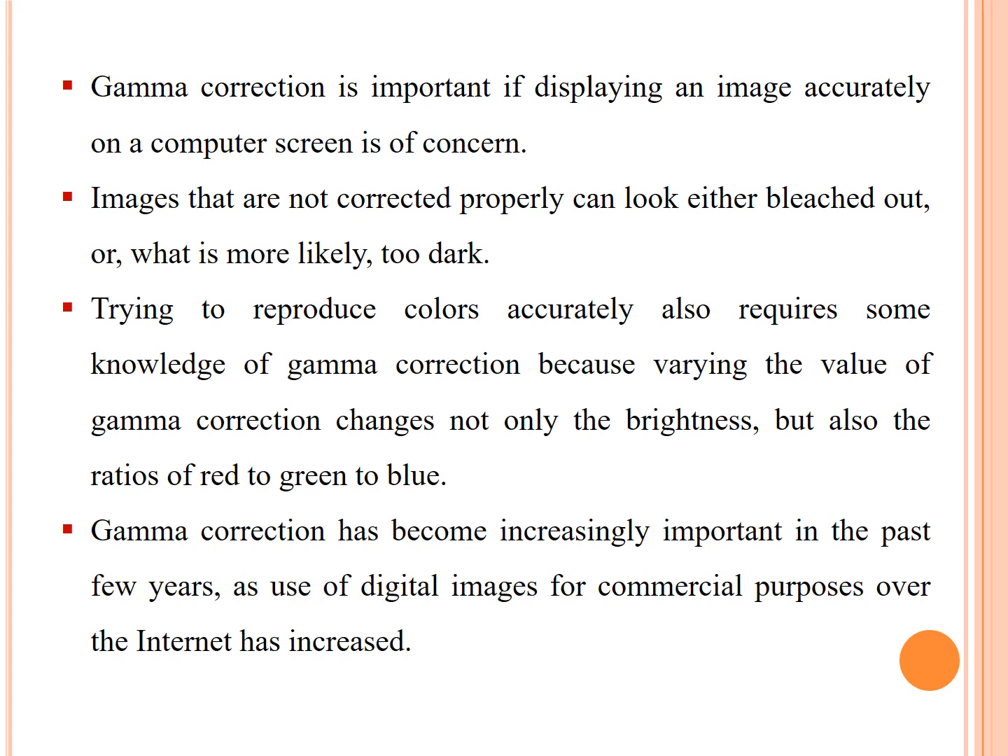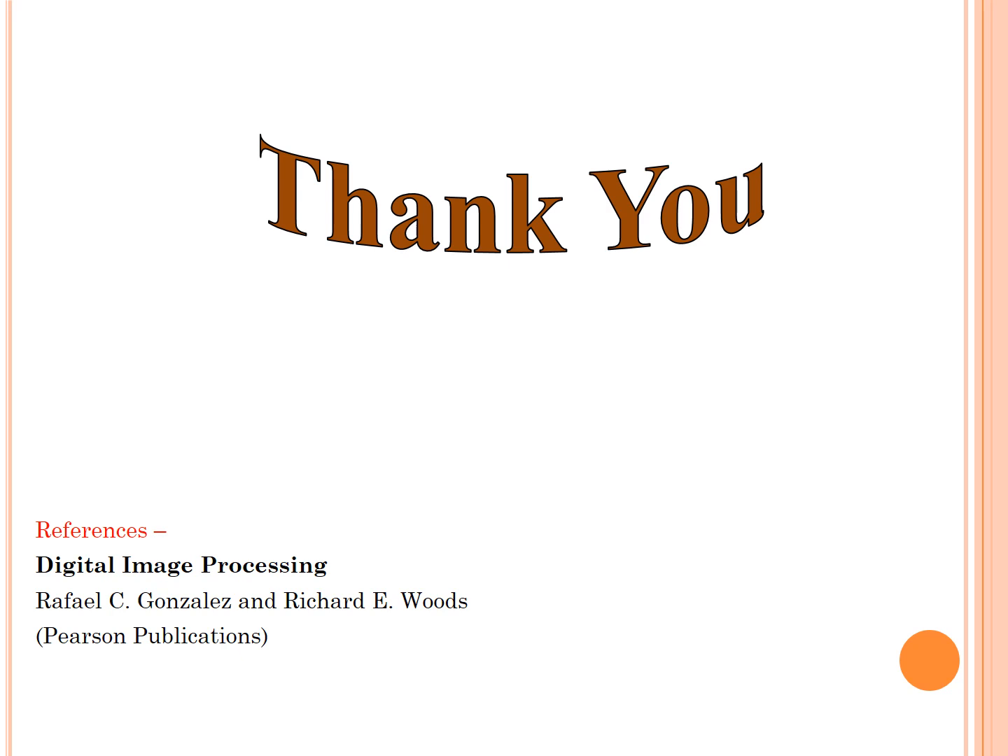Trying to reproduce colors accurately also requires some knowledge of gamma correction, because varying the value of gamma correction changes not only the brightness but also the ratios of red to green to blue. Gamma correction has become increasingly important in the past few years as use of digital images for commercial purposes over the internet has increased. That's the end of this presentation.